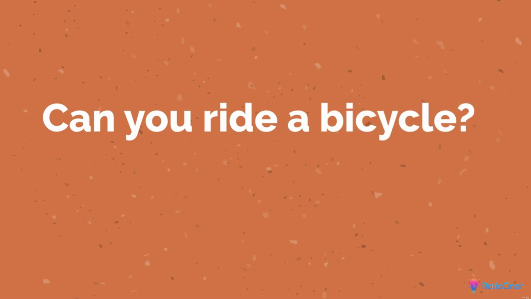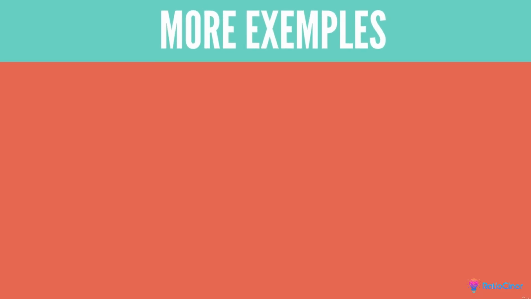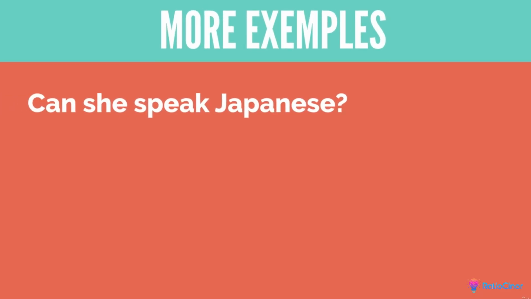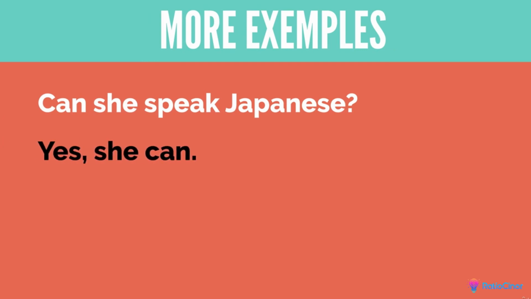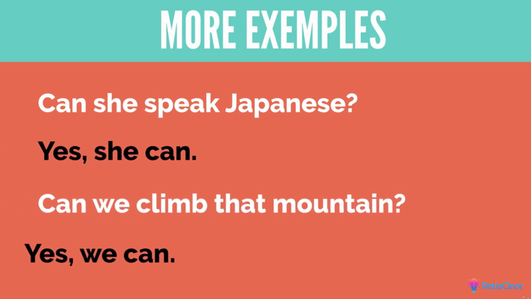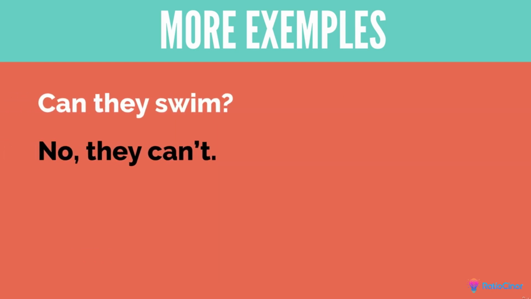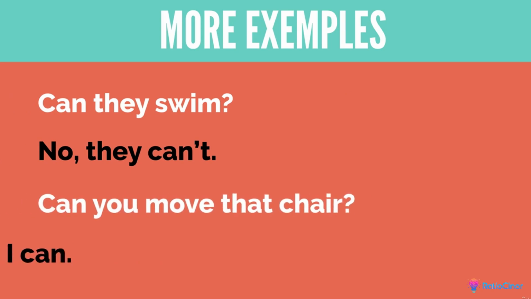Can you ride a bicycle? Yes, I can. No, I can't. More examples. Can she speak Japanese? Yes, she can. Can we climb that mountain? Yes, we can. Can they swim? No, they can't. Can you move that chair? Yes, I can.